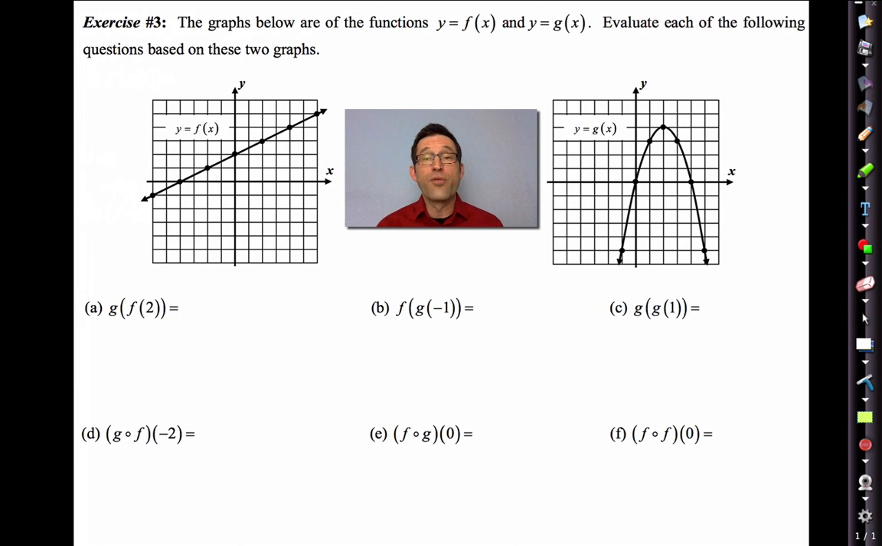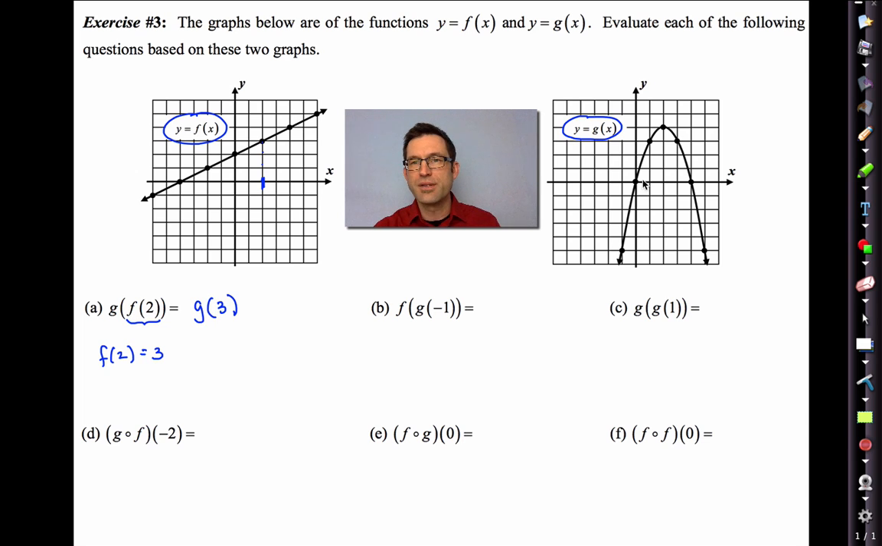Now, if we can do it with formulas, we can do it with graphs. Keep in mind that the inputs are x values and the outputs are y values. So here in this graph, we've got y equals f of x, and in this graph, y equals g of x. So those are going to be our rules given in graphical form. Let's take a look at g of f of 2. Well, the first thing I have to do is figure out what f of 2 is. In order to do that, I go to the graph of f, I go over to x equals 2, and I find the y value is 3. That means I now need to figure out g of 3.